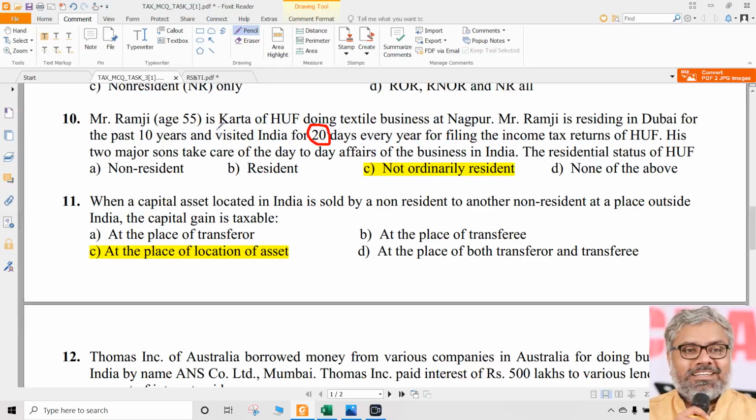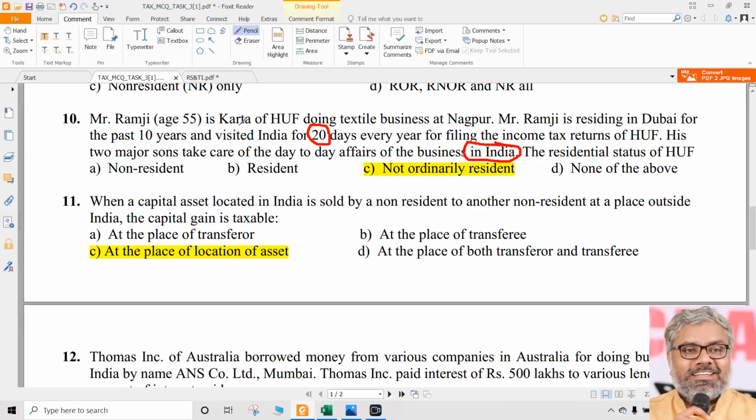But as far as HUF is concerned, we don't care about Karta. We care about where the business is being done. For that purpose, the information is given. His 2 major sons take care of the day-to-day affairs of the business in India. So the control and management of affairs is in India. He is not controlling; his sons are controlling the business. He is only coming 20 days every year just for some procedural things and going out. So control and management is not with him. From the information available, we have to identify that.